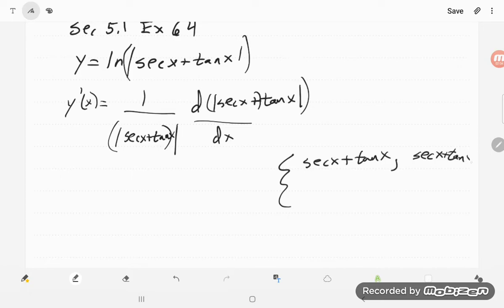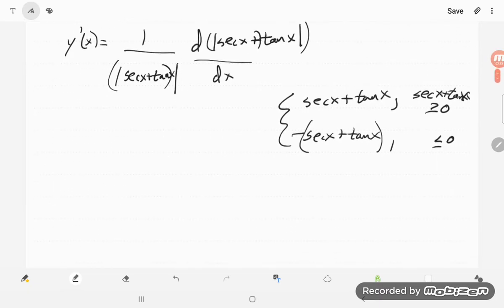for right now, I'll try to get that x in there. That's greater than or equal to 0. And then it's the negative of all of that, secant x plus tangent x, when that expression is less than or equal to 0. So, I can work on that.